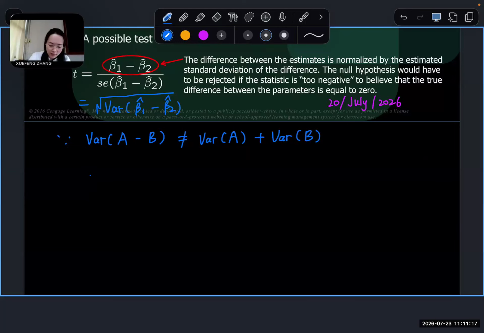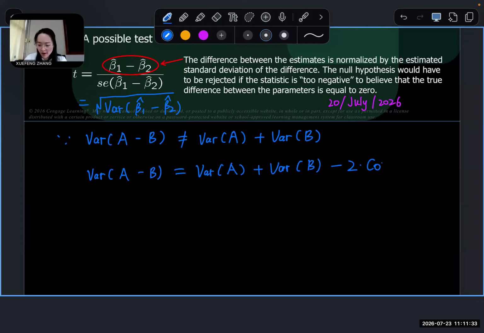what the variance of A minus B is. It should be equal to variance A plus variance B minus 2 times the covariance of A and B, okay? This is the true formula, okay? And this term, the covariance of A and B, this is the problem.